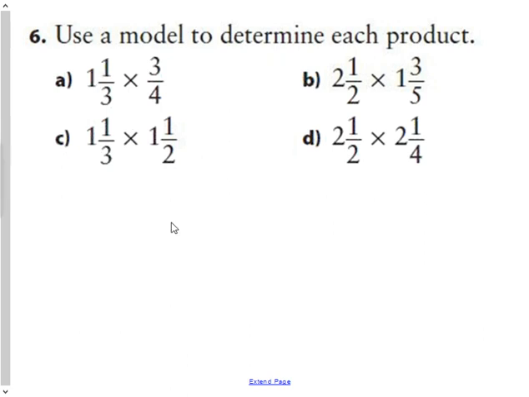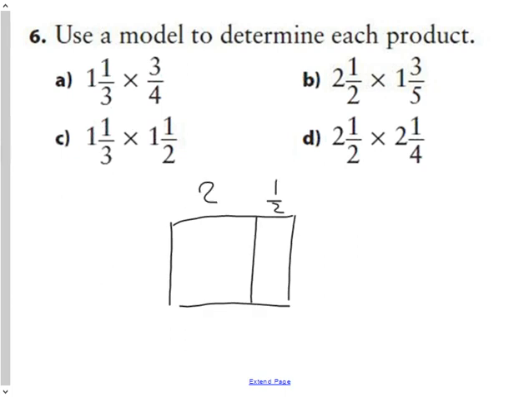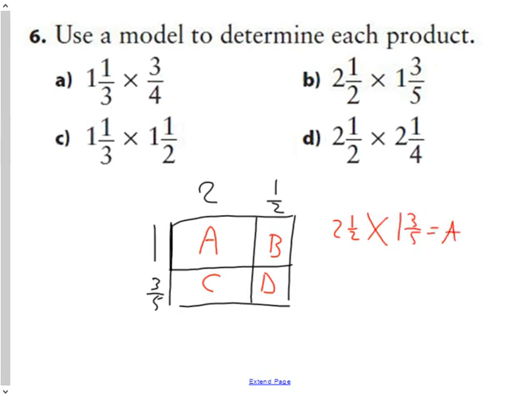Part B says 2 1/2. This is going to be 2, and this will be 1/2. Multiplied by this distance here will be 1, and the remainder of the distance will be 3/5. So this time, instead of having two parts, we're going to have 4. We're going to have an A, a B, a C, and a D. And 2 1/2 multiplied by 1 3/5 should be equal to A plus B plus C plus D.